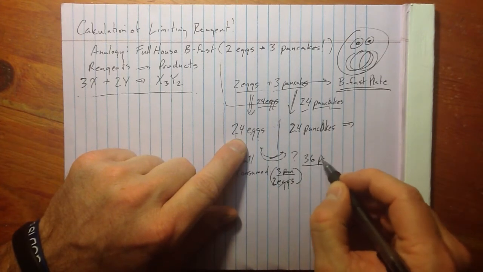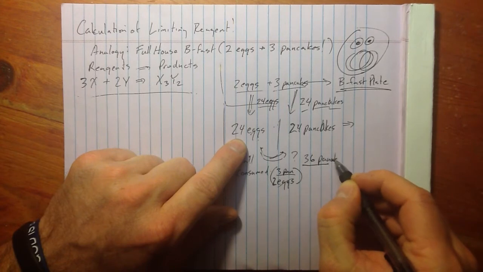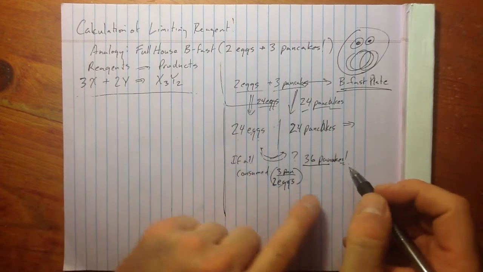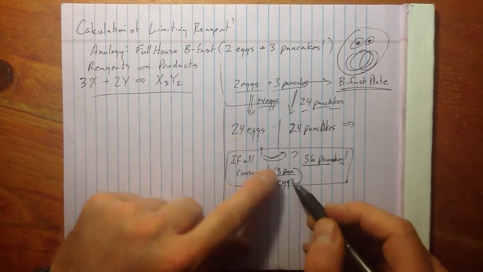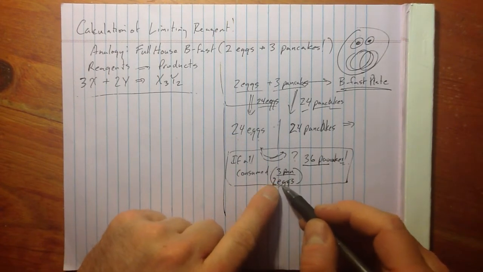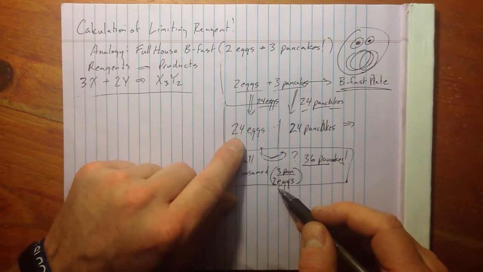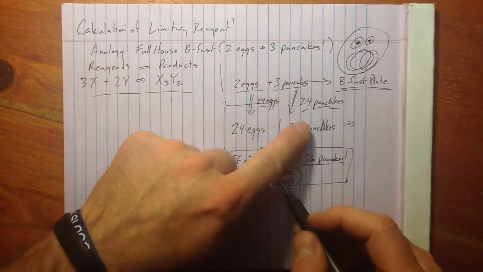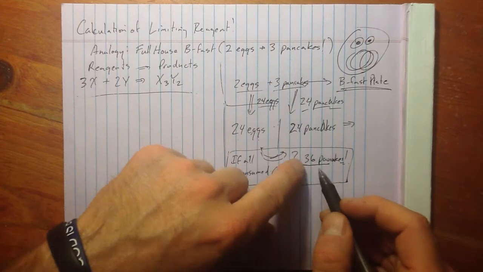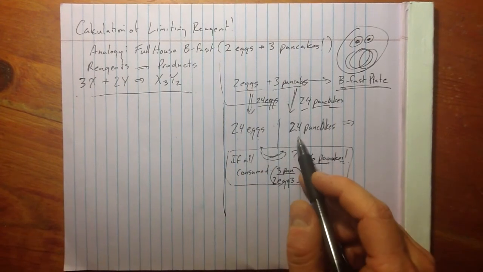We would have to have 36 pancakes if all of this was consumed, because we used the conversion to 2, dividing it by its own coefficient, and timesing it by whichever one we're going to. This, we want to know the number of pancakes. We would have to have 36 pancakes. Do we have 36 pancakes?